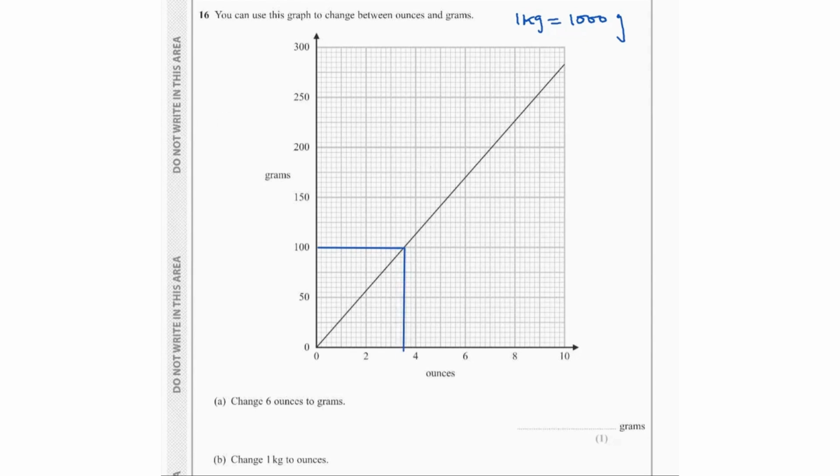And that is giving us 3.5. So for 100 grams, it's 3.5 ounces. So for 1000, it's going to be 3.5 times 10, and that is 35 ounces. So 1000 grams is equal to 35 ounces.